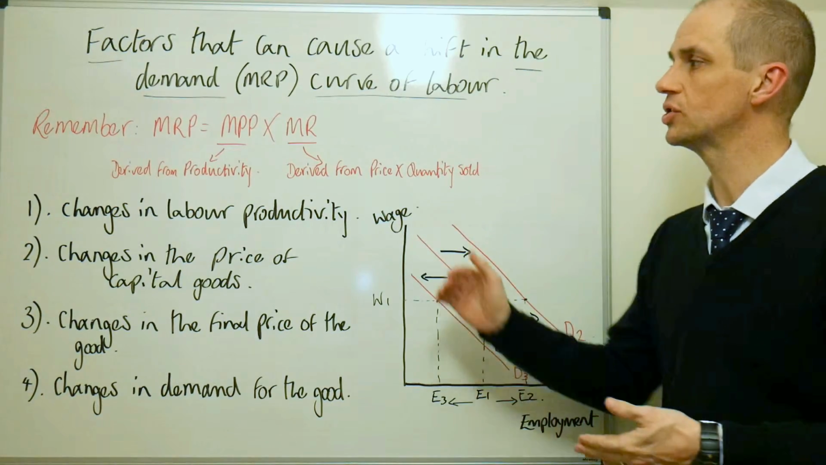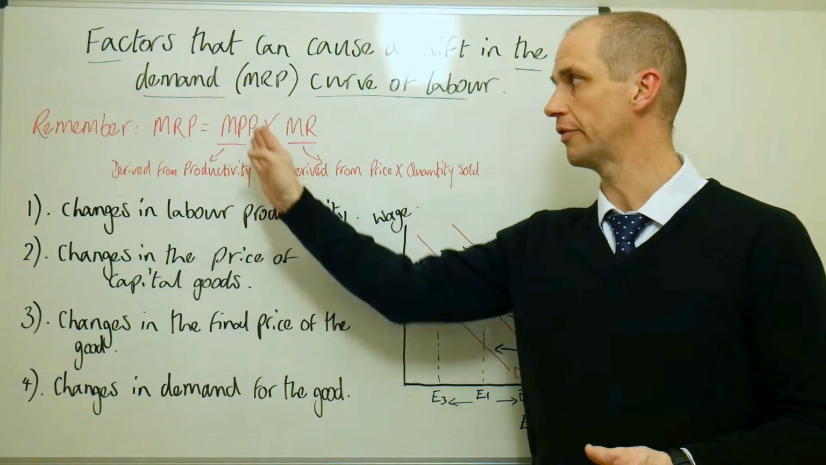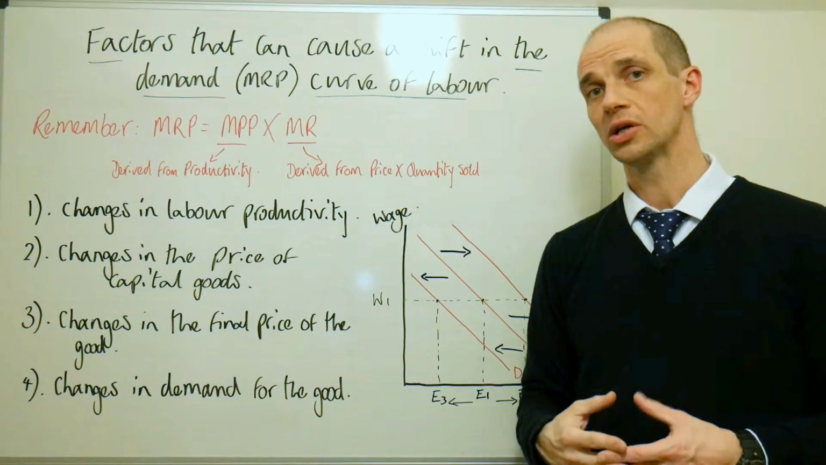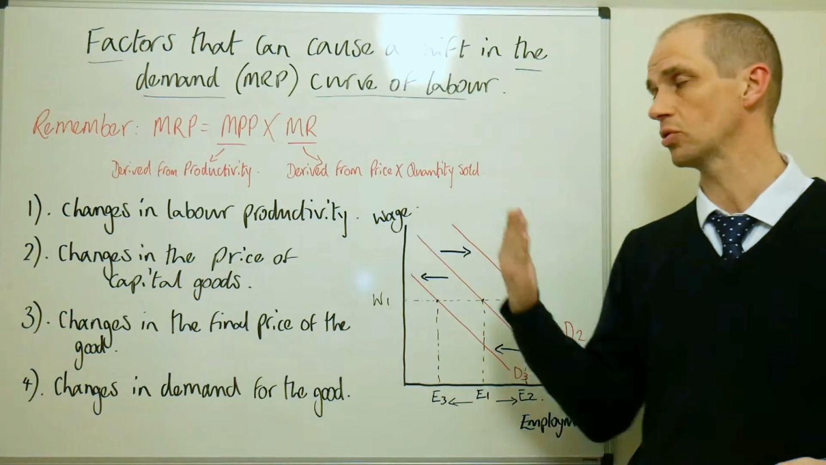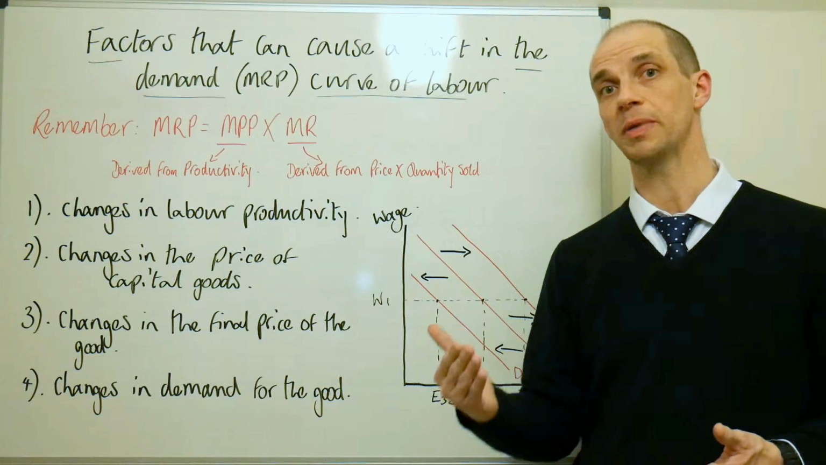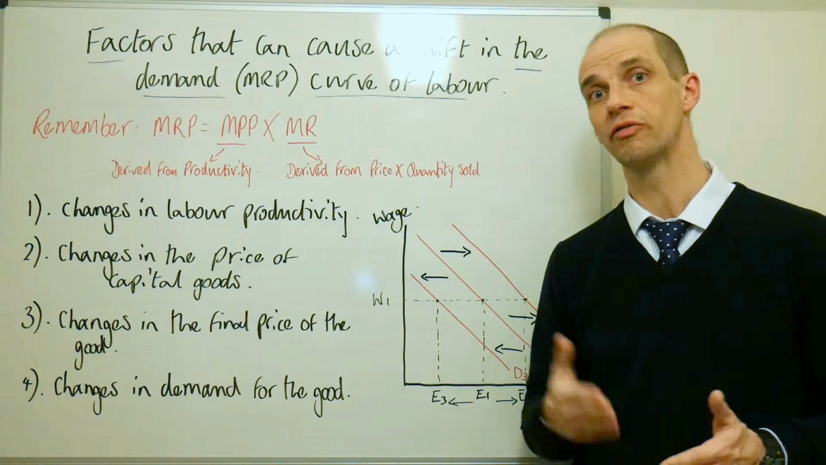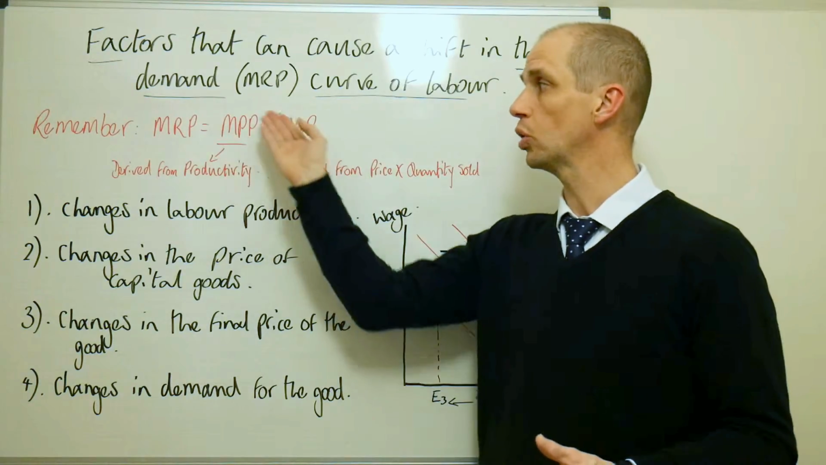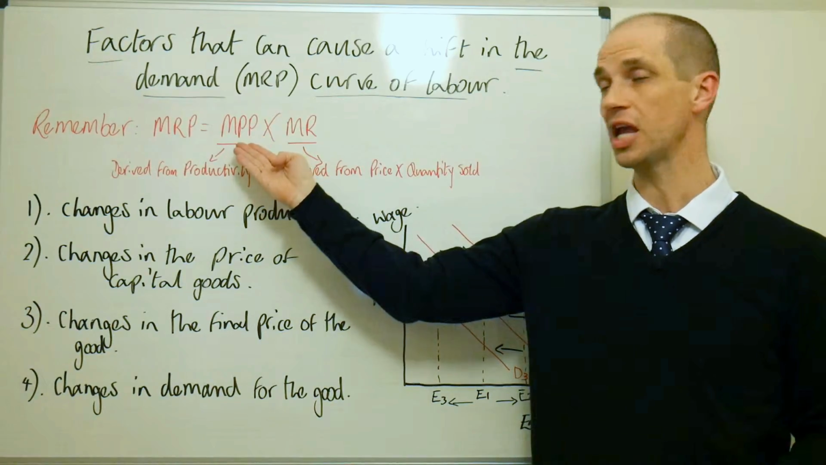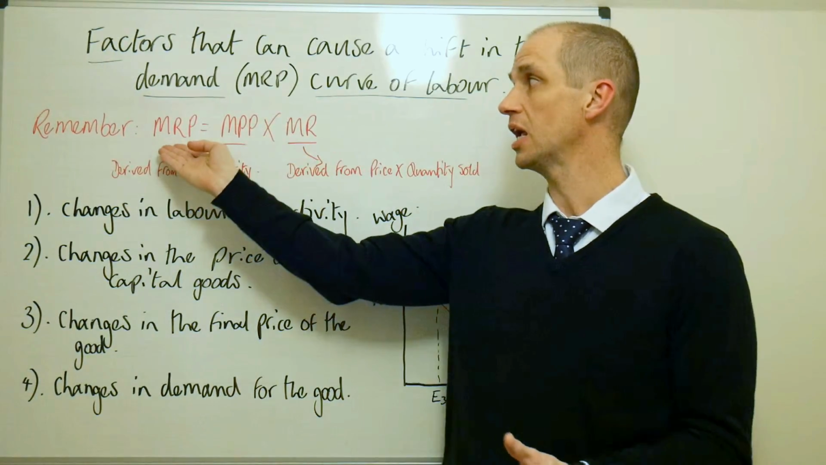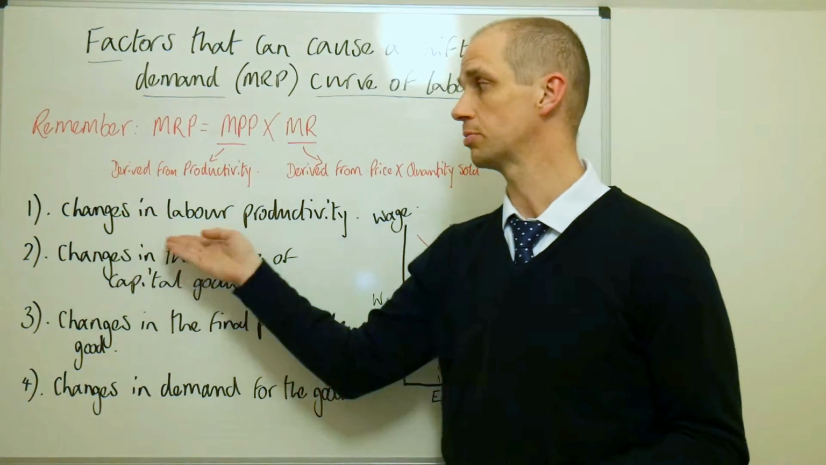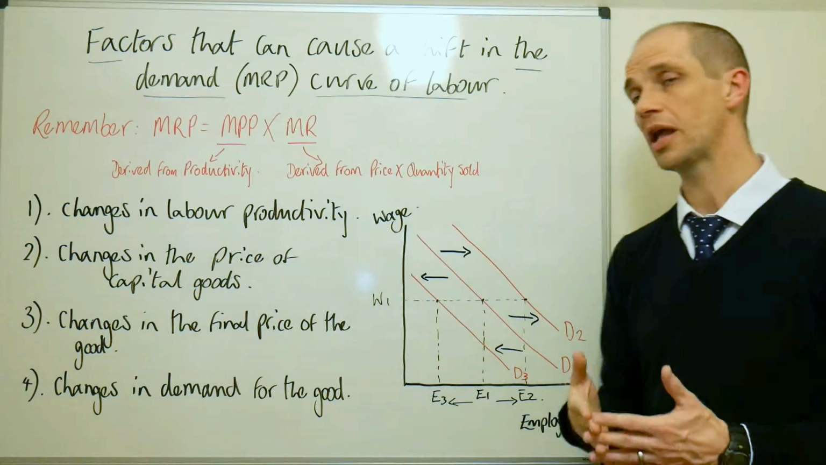Okay, so what we can see from this first side of this calculation is that this is derived from productivity. So if workers generally become more productive, then you could expect to see an increase in demand for those workers. Of course, as a direct result, if you're dealing with a higher quantity here, then you would see an increase in the marginal revenue product, okay? And so this corresponds with our first point, change in labour productivity.